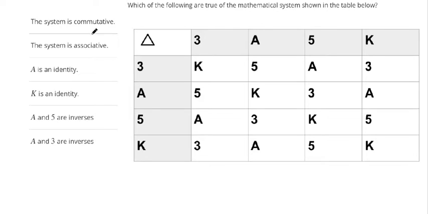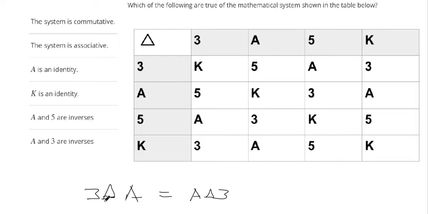Okay, if a system is commutative, then you should be able to switch up the order of two operations and get the same thing as if you kept the original order. An example: 3 operation with A is the same thing as A operation with 3. We can switch their order, but we get the same thing. So let's check that real quick.